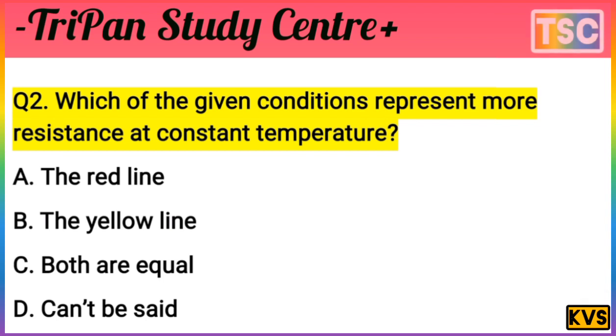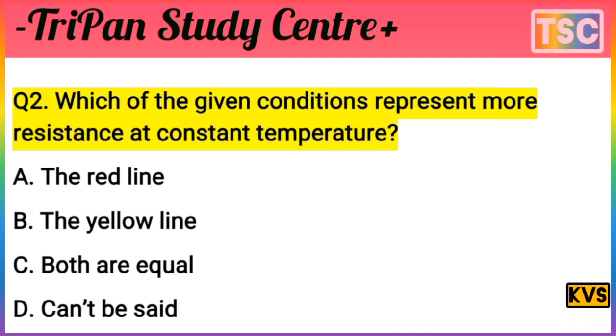The question is clear: which of the given conditions represents more resistance at a constant temperature? The first option A is the red line, B is the yellow line, C, both are equal, D, cannot be said.